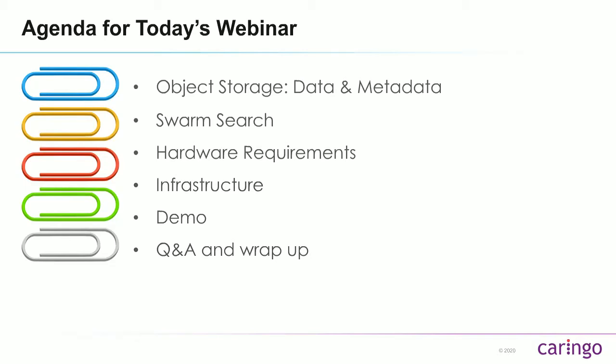And just a quick agenda for what we're going to cover today. We'll start off with a basic overview of object storage, specifically the concepts around data and metadata as they are handled within object storage. We'll dive further into the concepts behind what we call Swarm Search and the underpinnings of that being the Elasticsearch implementation that we integrate with. We'll go through some of the hardware requirements associated with deploying Swarm Search and any other infrastructure needs you may have to put in place to support that. And then Jam is going to walk us through a demonstration, and we'll handle any questions as they come in, and then leave some time for final QA and a wrap-up. And with that said, Jam, I'm going to go ahead and hand the reins to you and let you go through it. Very good. Thank you, John.